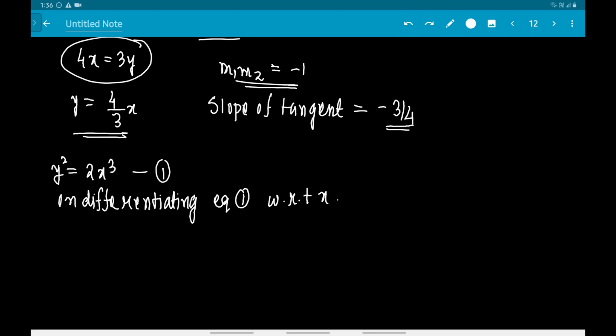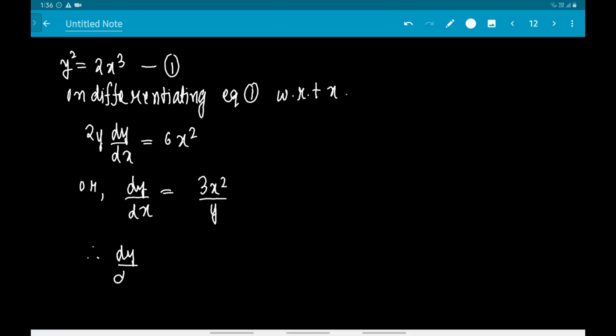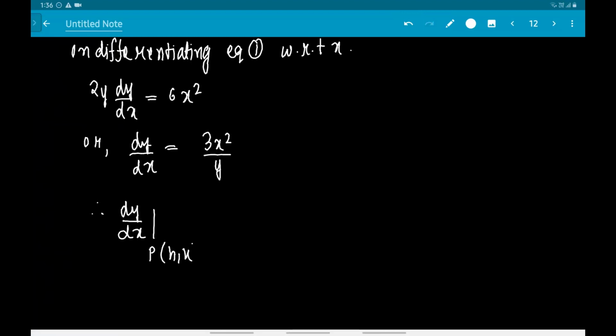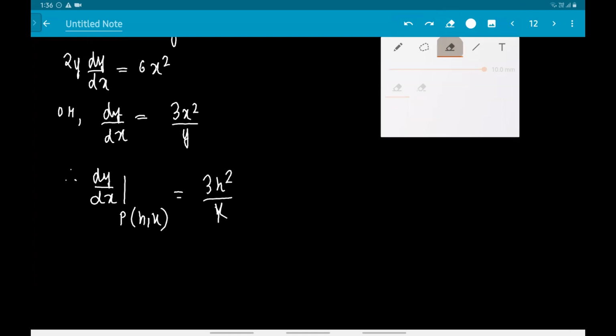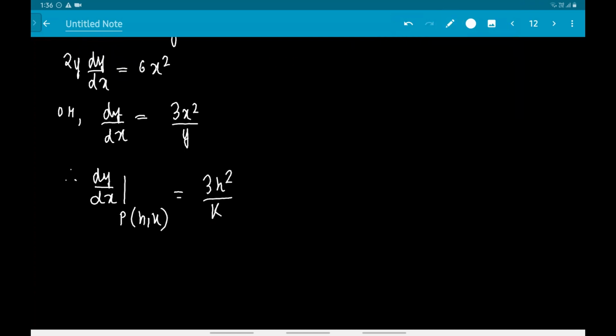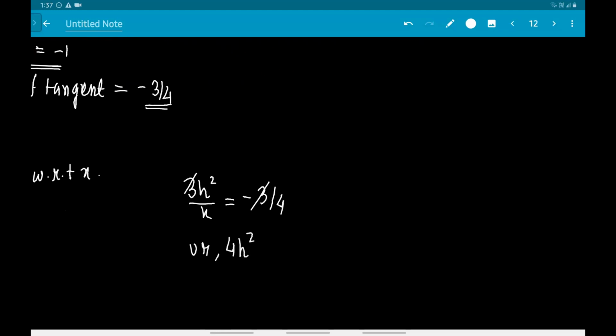So on differentiating equation 1 with respect to x, we can write 2y dy/dx equal to 6x squared. From this we can write dy/dx will be 3x squared by y. So dy/dx at P(h, k) will be 3h squared by k. This will be the slope of the curve at point P. The slope of the tangent we have found out is equal to minus 3 by 4. Now we will equate these two as they are equal. So 3h squared by k is equal to minus 3 by 4. The 3 gets cancelled, so we will have 4h squared is equal to minus k.